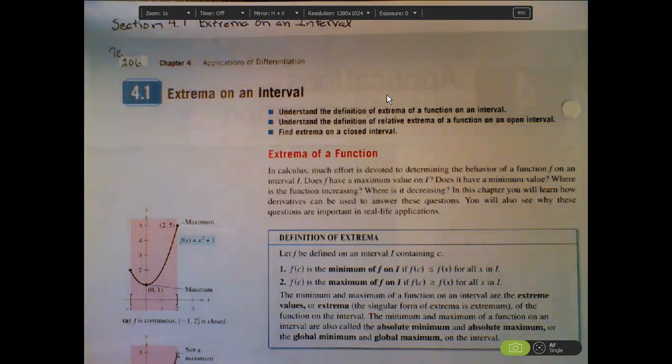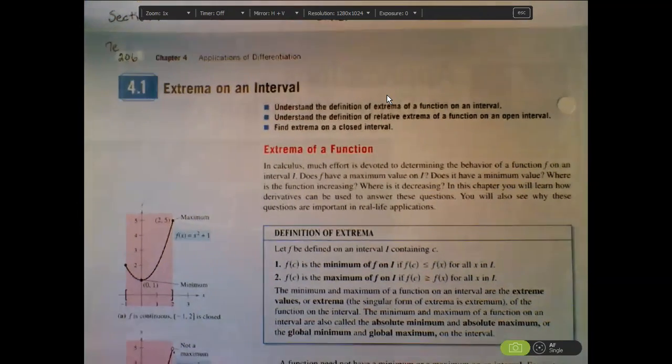And with parabolas, of course, we have a way of finding the high point and the low point of a parabola. It's going to be at the vertex. But anything that's higher degree than a second degree equation or any transcendental function, up until now, we haven't been able to find those high and low points. And that's what all of chapter 4 is basically about.